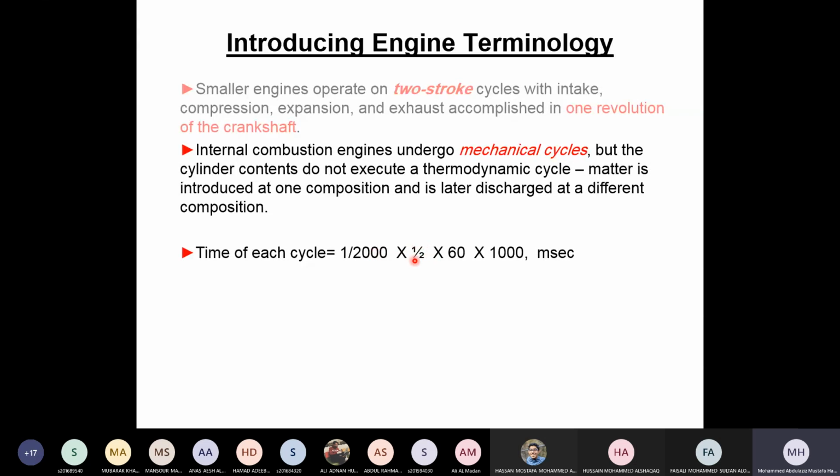Because I need 2 revolutions for each cycle, I divide this by 2. So now this is how many minutes per cycle. Then I multiply by 60, this will give me the seconds. I multiply by 1,000, this will give me the milliseconds. So I want you to multiply this out, and this will give the time taken for each cycle in milliseconds. So this is 30 milliseconds or something like that.